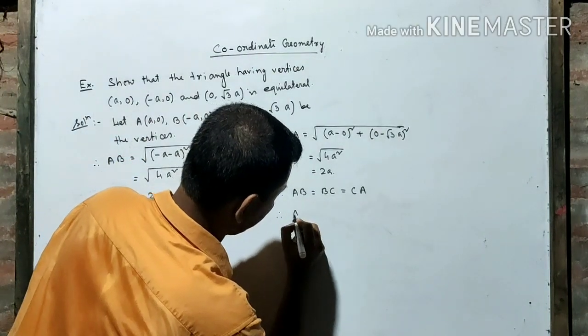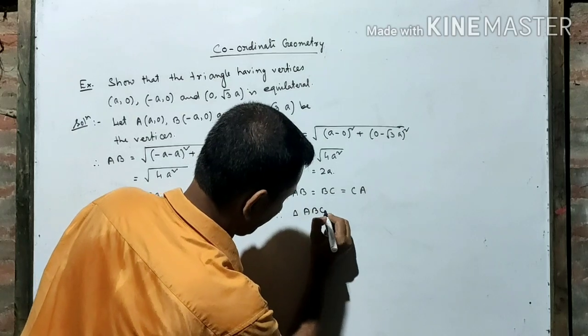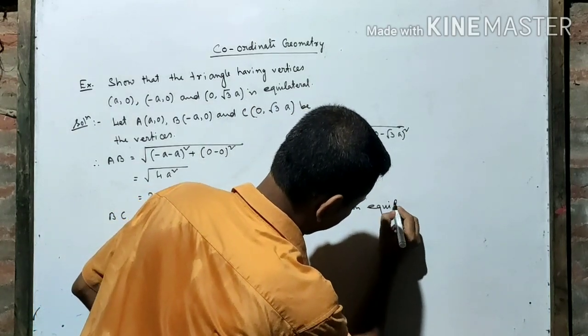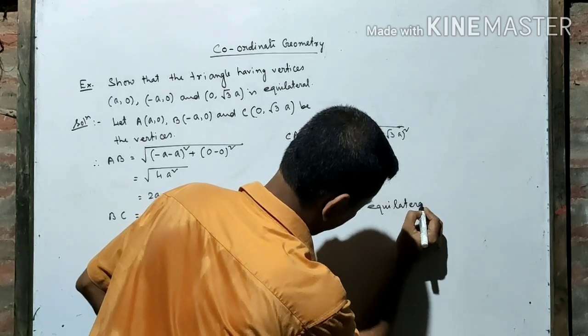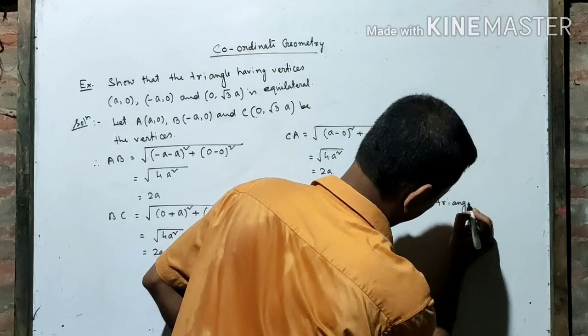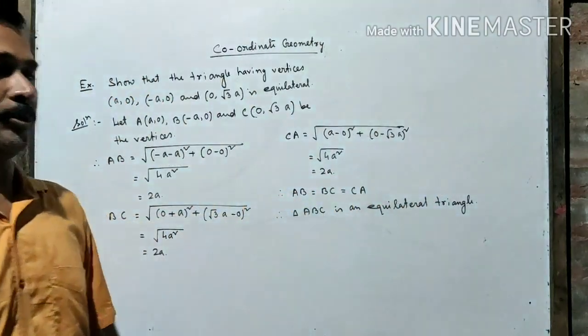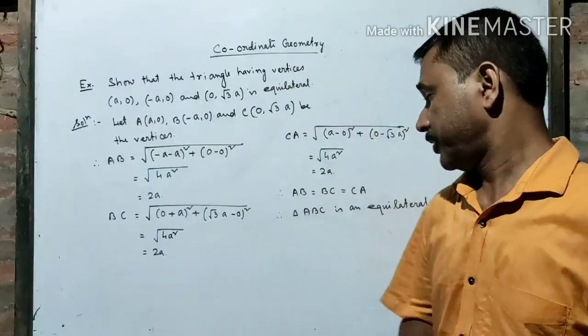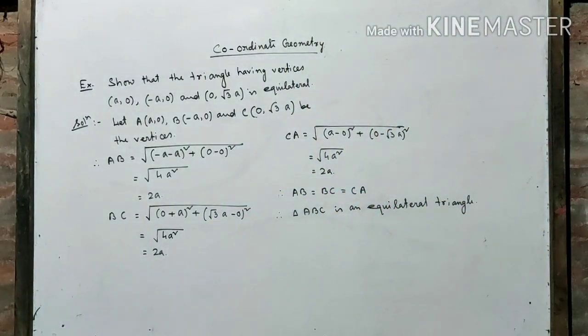Therefore, triangle ABC is an equilateral triangle. Equilateral triangle, which we know as Samabahu Tribhuj in Bengali. Okay, so ABC is an equilateral triangle.